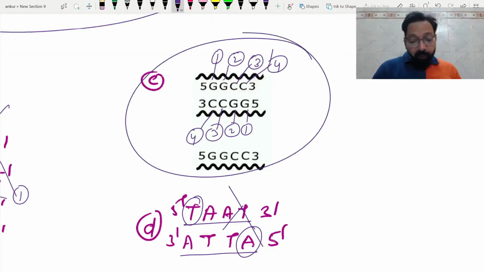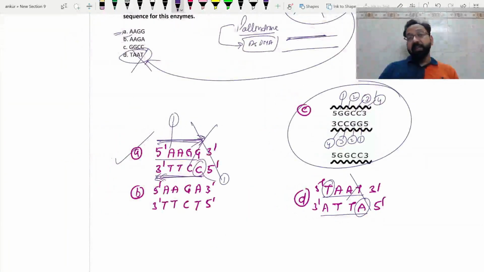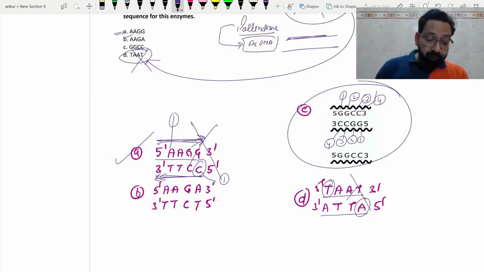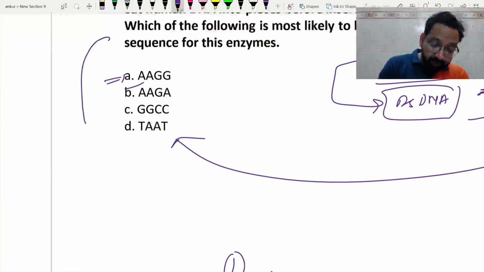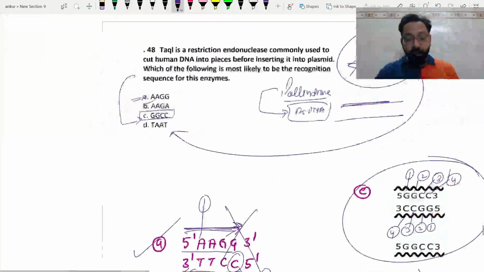So this is a palindrome. Palindrome means double stranded DNA. If you read both strands in 5 to 3 direction, the sequence should be the same. So the answer is C. Restriction endonuclease cuts palindromes, that is the reason.